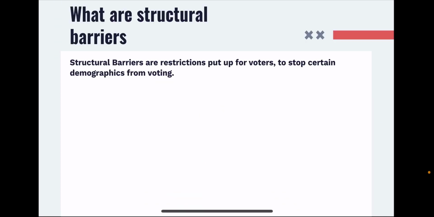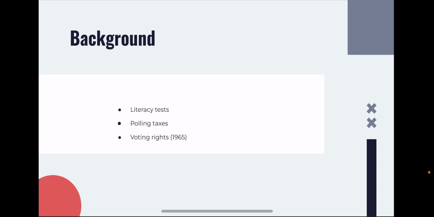What are structural barriers? Structural barriers are restrictions put up for voters to stop certain demographics from voting. Some background. Before 1965, lots of restrictions were put up, like literacy tests designed to confuse people and given directly to African Americans. Polling taxes were another restriction mainly directed to Southern African Americans because of the wealth disparity.